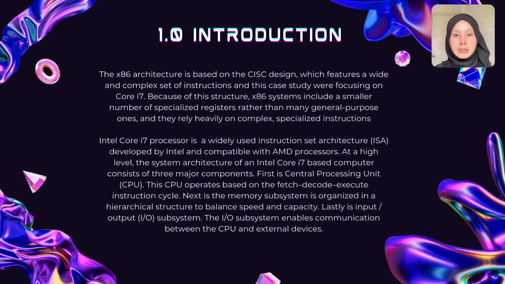At a high level, the system architecture of an Intel Core i7 based computer consists of three major components. First is the central processing unit. This CPU operates based on the fetch, decode, execute instruction cycle. Next is the memory subsystem. It's organized in a hierarchical structure to balance speed and capacity. Lastly is the input/output subsystem. The I/O subsystem enables communication between the CPU and external devices.